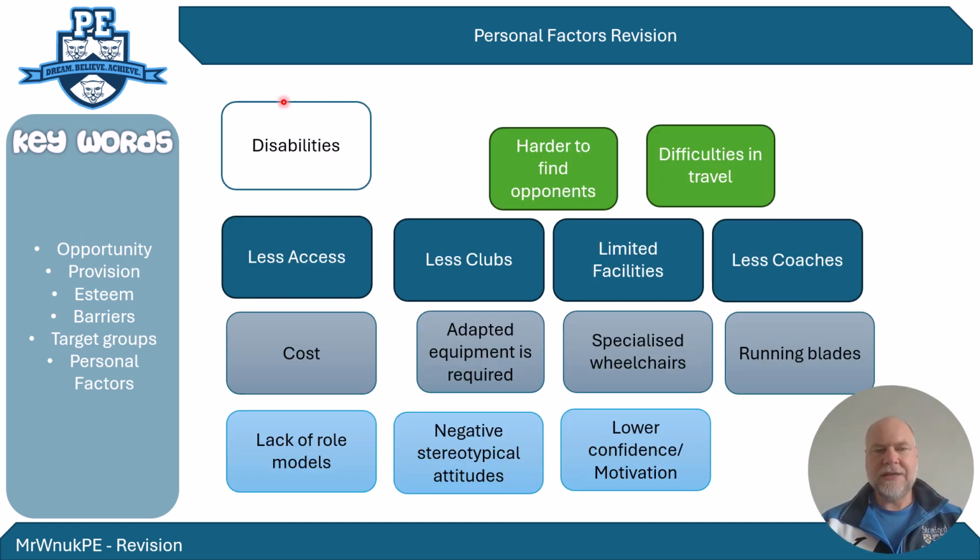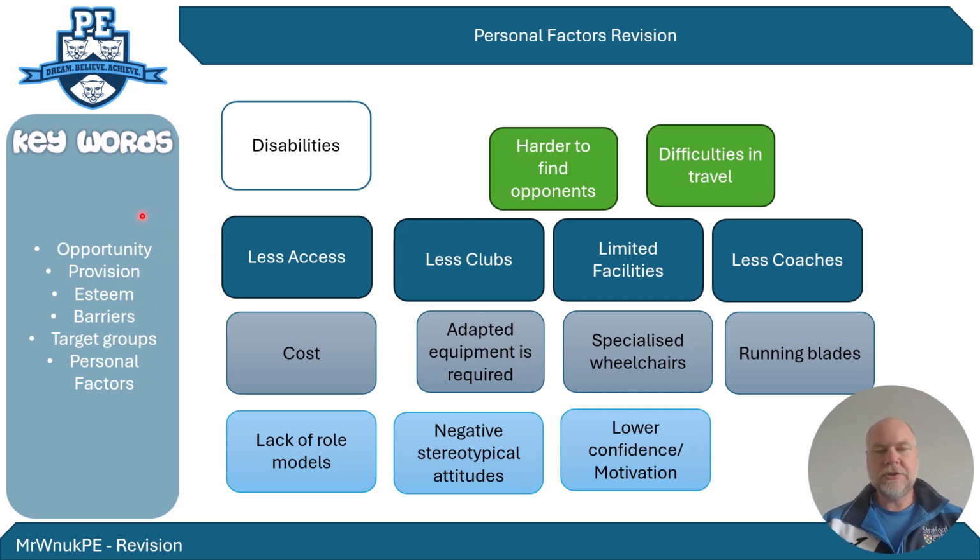So looking at disabilities in terms of the personal factors, we are looking at the barriers that prevent participation, and most exam questions are focused on the main barriers. Now, when we're looking at barriers, we always want to look at these key terms: opportunity, provision, and esteem.